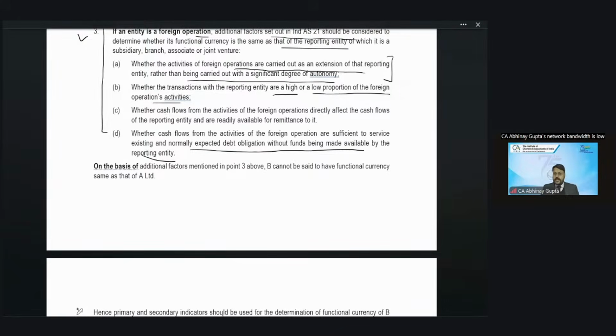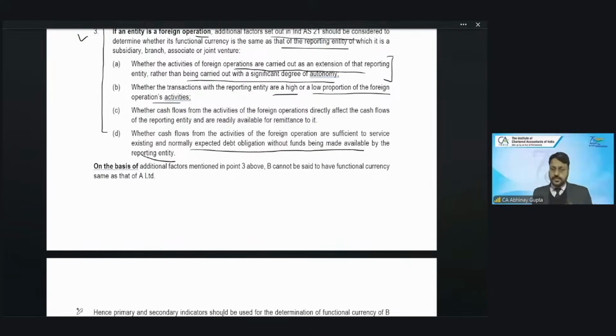But if it is dependent for any day-to-day expenses, cash requirements on the parent company, then it means it is fully controlled by the parent company for its day-to-day operations, and hence it is just an extended arm of the main entity, and hence the functional currency would be regarded as the same as that of the reporting entity. So these are the four additional indicators which we need to keep in our mind while determining the functional currency of the foreign operation. Is that clear? Yes, sir.